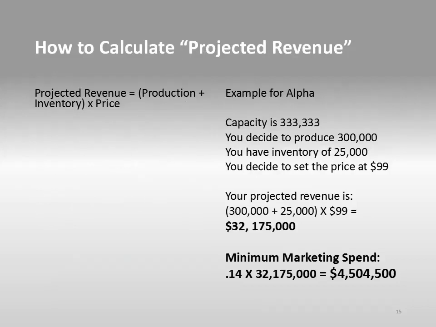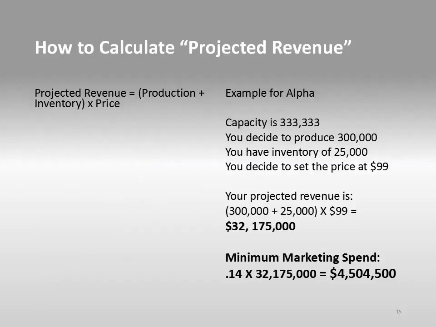How do you calculate projected revenue? Very simple. You'll take the amount of the units of production plus the inventory, if any, all multiplied by the price. For example, in the case of alpha, in the first year, you have a capacity of 333,333. Let's say you decide to produce 300,000. You have an inventory of 25,000, and you decide to sell the product at $99 a piece. Your projected revenue then is 300,000, that's your production, plus the 25,000 inventory times $99.